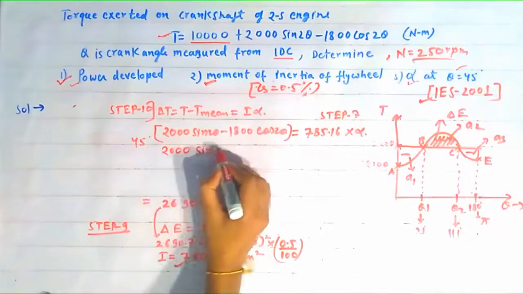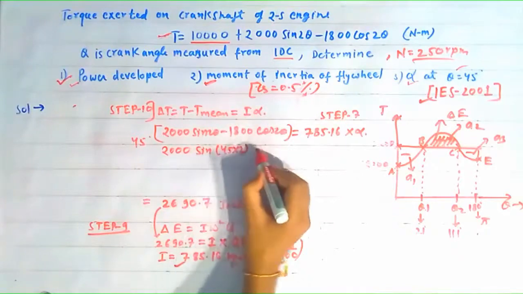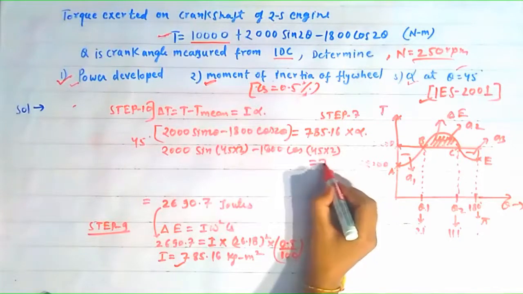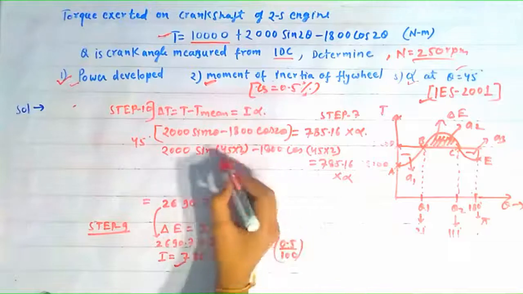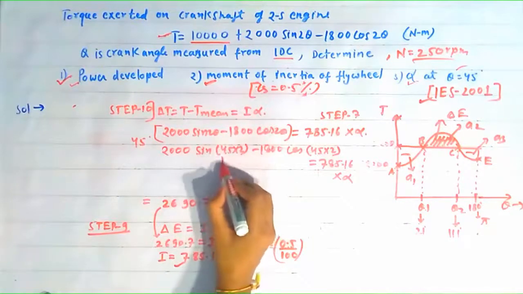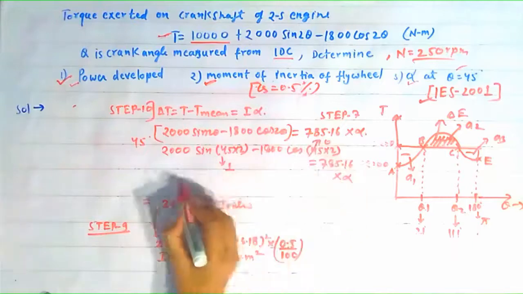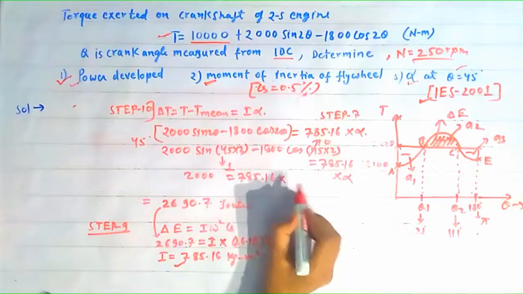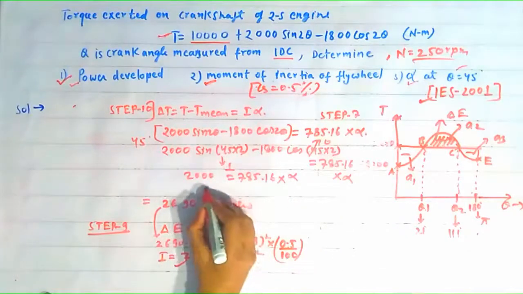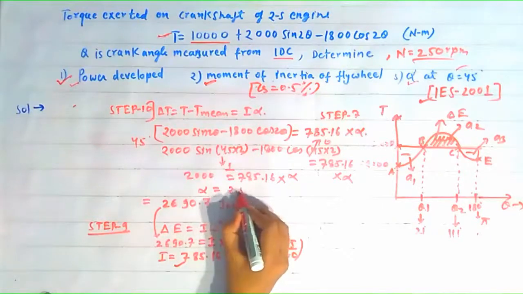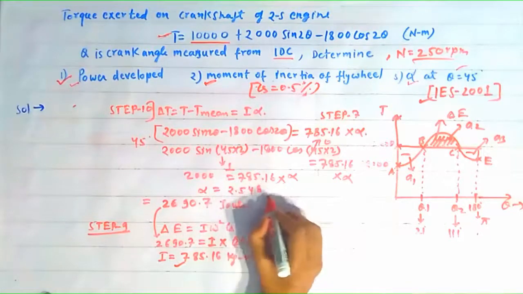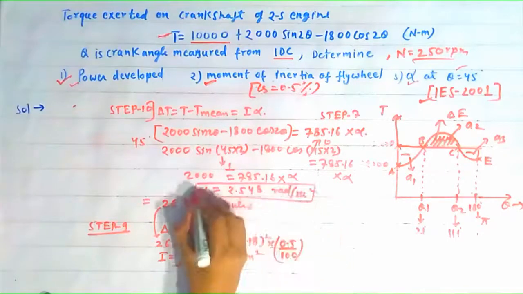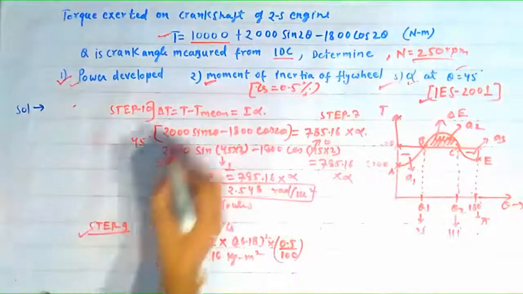2000 sine (45 degree into 2) minus 1800 cos (45 into 2) is equal to 785.16 into alpha. Now 45 into 2 is 90, so sine 90 is equal to 1 and cos 90 is equal to 0. So 2000 is equal to 785.16 into alpha, and we get alpha as 2.548 radian per second square. So this was the answer for the third part, and in step 9 we obtained the answer for the second part.